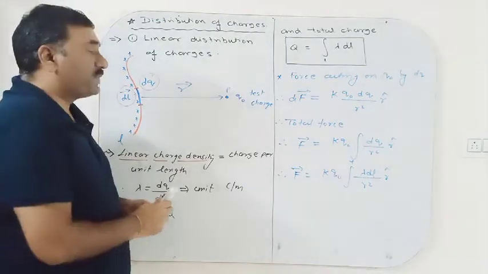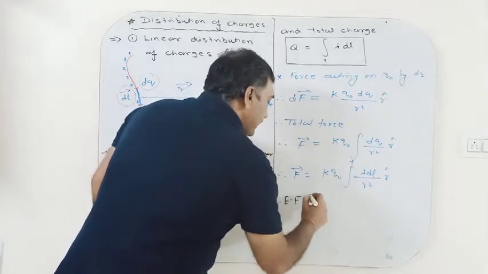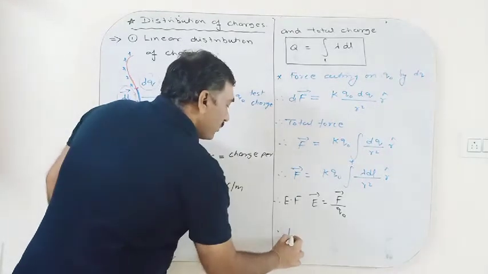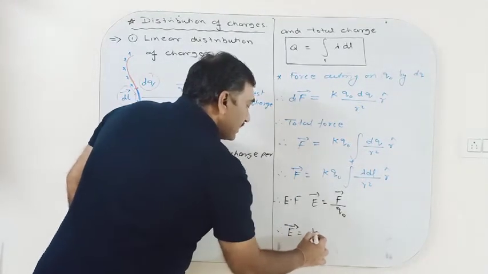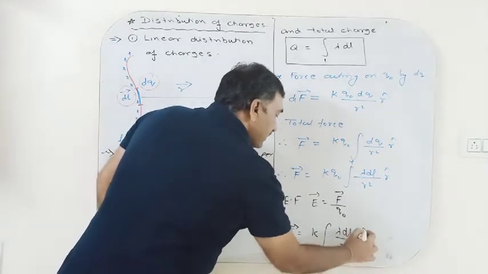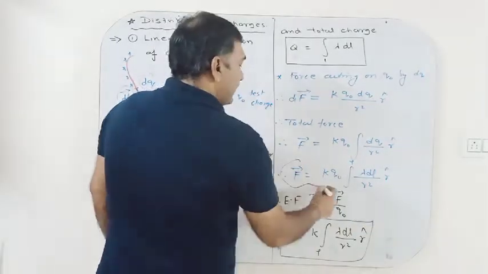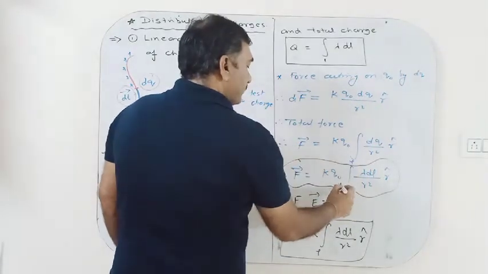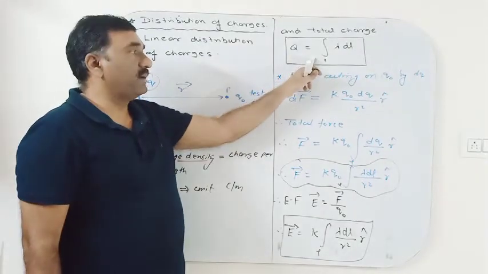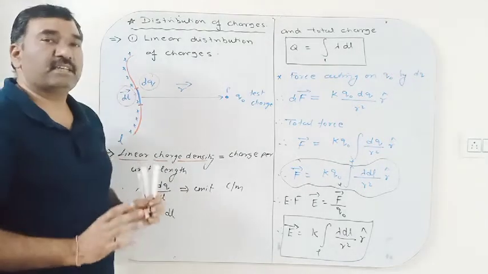We know that force per unit charge is the electric field. Therefore the electric field E vector is equal to force per unit charge. So we can obtain the formula for the electric field: E equals k times the line integral of lambda dl over r square in the direction of r caret. This is the formula for the electric field. This is the expression for the small force dF, and the total charge q is equal to the integral of lambda into dl. So this is the expression for the linear distribution of charges.